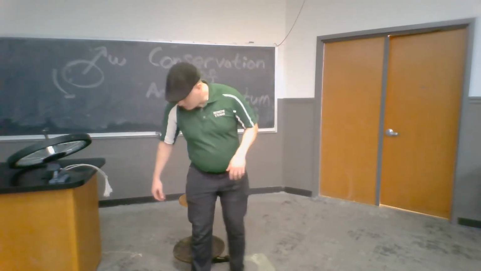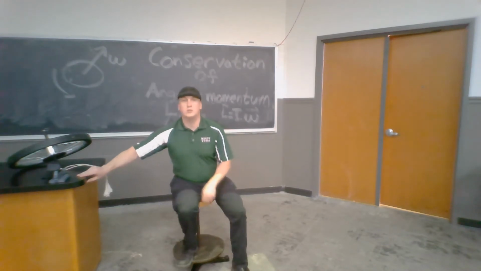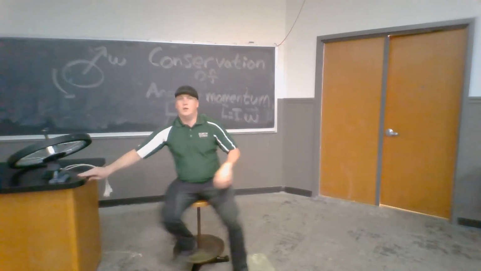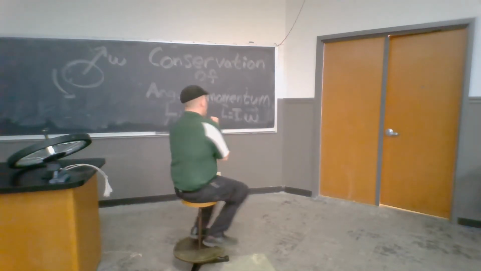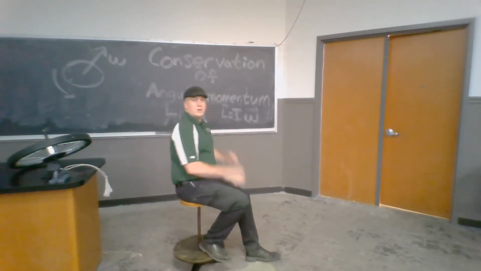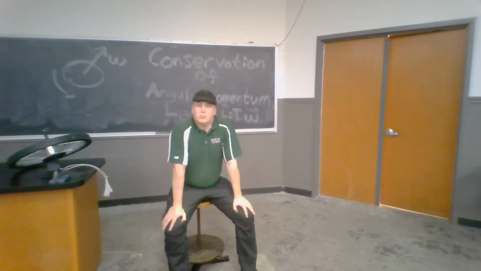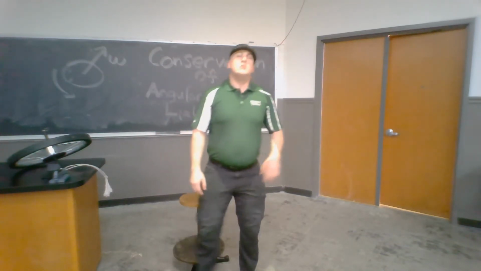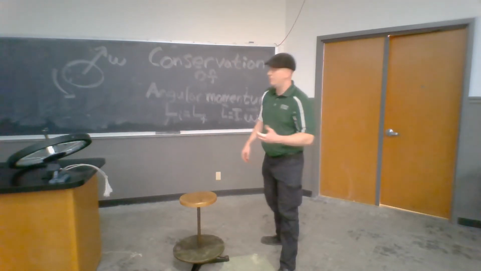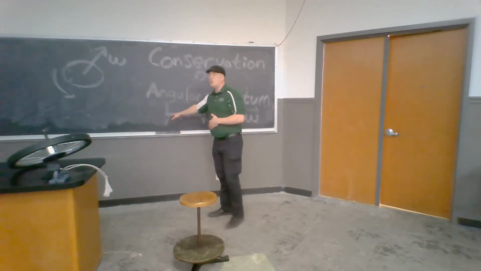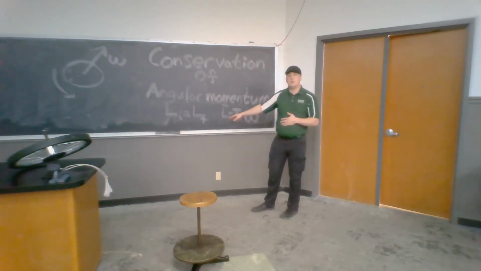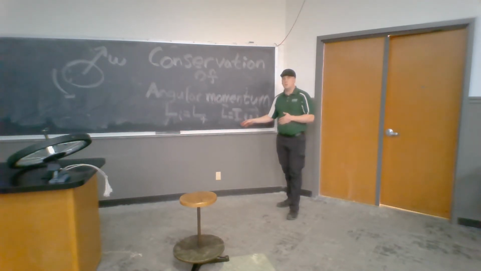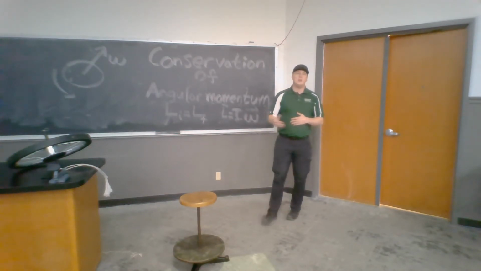Similarly, if I start spinning on the stool, and all of a sudden I bring my arms out, I slow down, I bring them in, I go fast. Well, that's one way of looking at angular momentum. But the angular momentum definition is capital L, and the angular momentum before has to equal the angular momentum after. Angular momentum is defined as the moment of inertia of an object times the angular velocity, or the angular frequency.